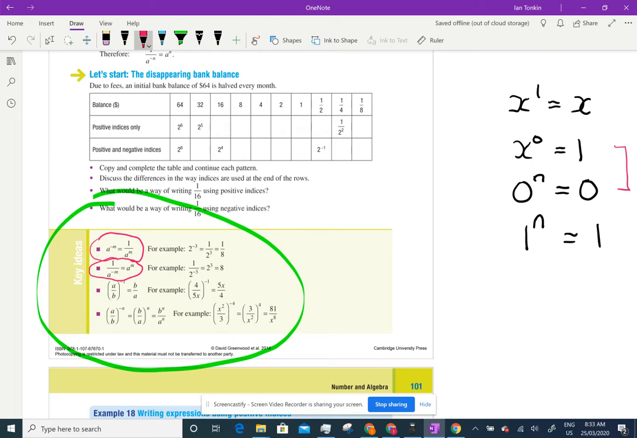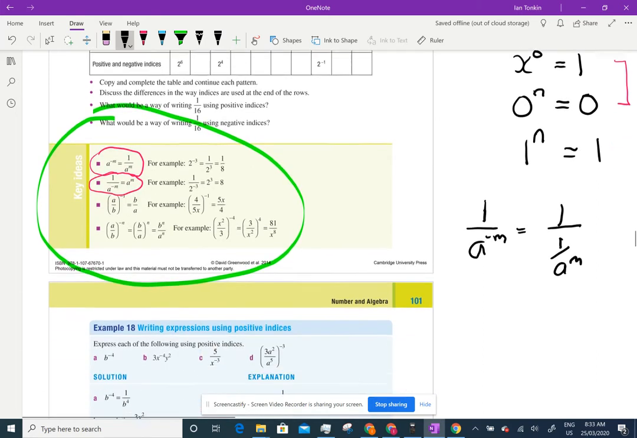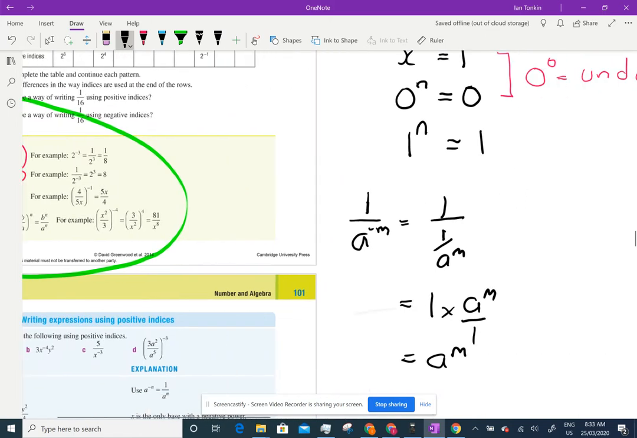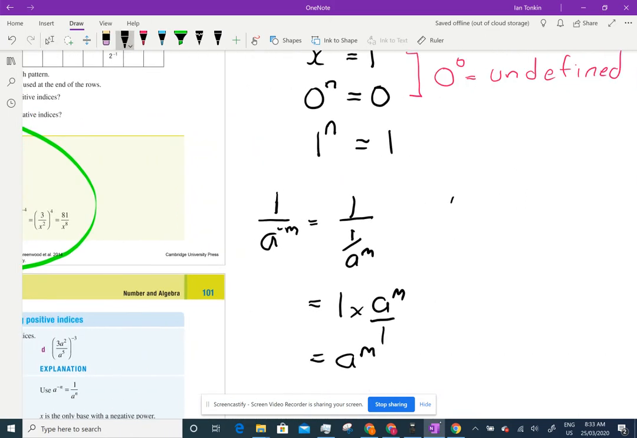So for example, let's have a look at that one where we've got 1 over a to the negative m. Well, you can do this 2 ways. You can say, that's 1 over a to the m. And what do we do when we divide by a fraction? We multiply by the reciprocal. So it's 1 times a to the m over 1, which is just a to the m.